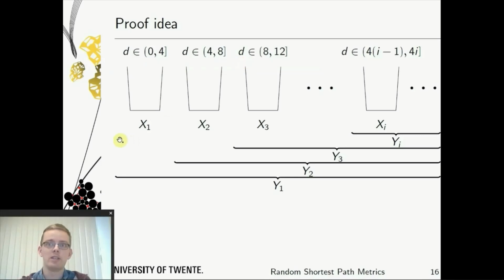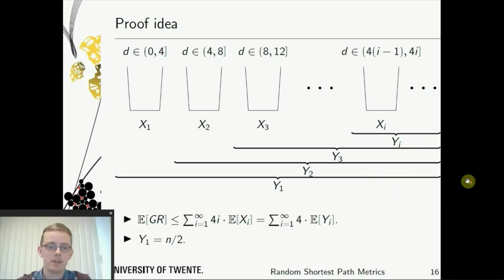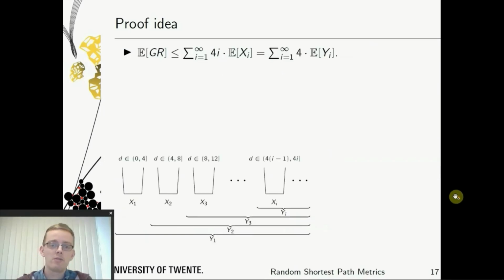But instead of being interested in the number of edges in a bin, which we call x_i, we are interested in the total values y_i, where y_i is the total from bin i onwards until infinity. The expected value of the greedy heuristic can namely be written as a sum over all these y's. And note that y_1 is the number of edges that are in total being added by the greedy matching, which is n/2.